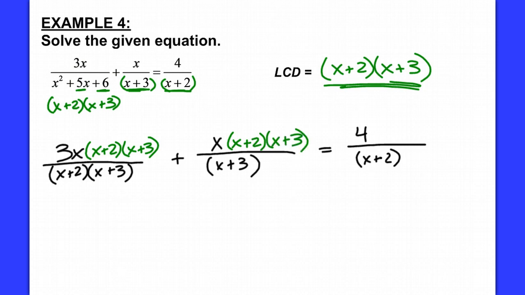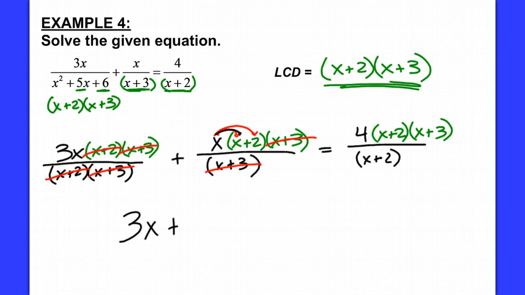And you should be able to see some things are going to cancel out. Hopefully you're picking that up and you're knowing what to expect here. As we see this, the x plus 2's cancel out, the x plus 3's cancel out in that first fraction, and that leaves us with just 3x. In the second fraction, x plus 3's cancel out, and that leaves us with x times x plus 2. Well, that's going to become, real quickly, x squared plus 2x.